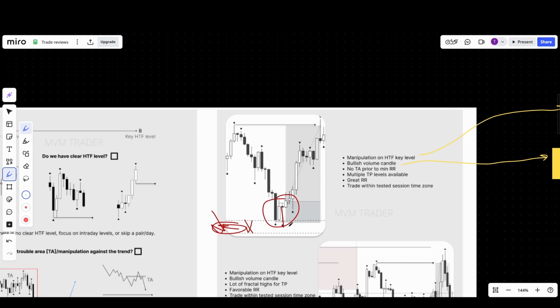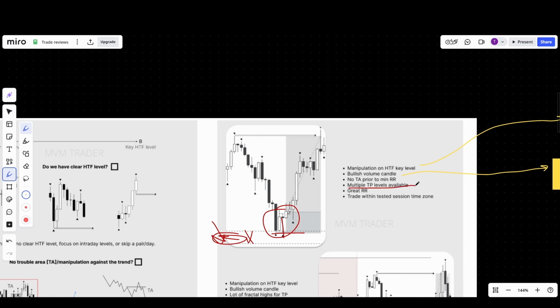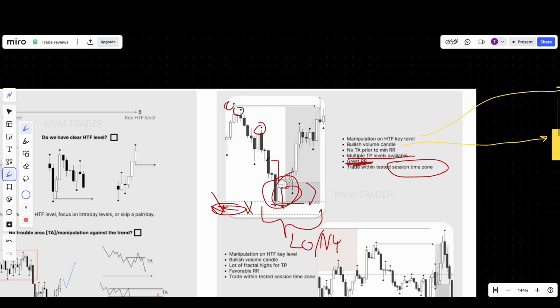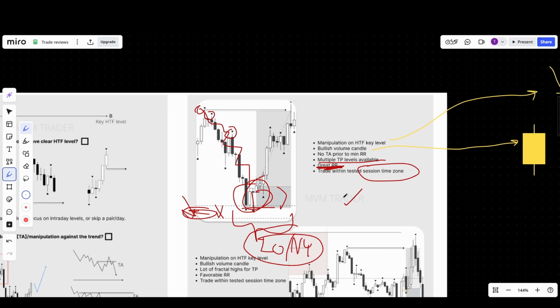We have additional manipulation. I have multiple TP levels available, meaning we have 1, 2, and 3 fractal highs. So naturally the risk to reward ratio would be really great, more than 1.5. And the trade is within my session, meaning this is usually going to be London or the New York Open. So if I see this setup with all these criteria within my time zone, I will always execute the trade without any hesitation.